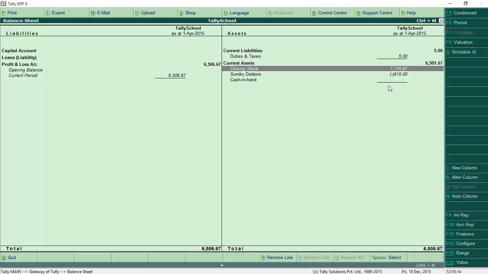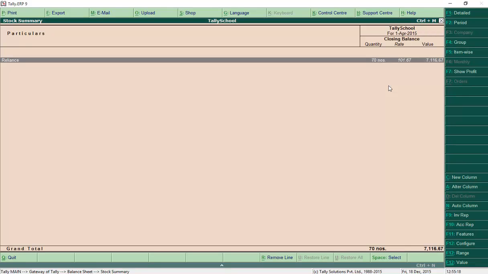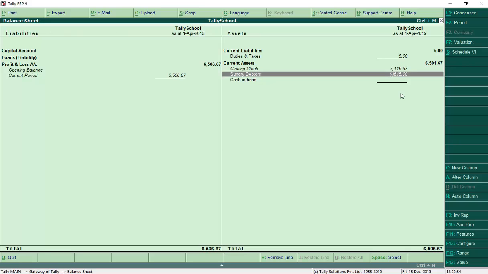And if we see, closing stock is this, which is calculated on average basis. So 70 stock, and this rate is calculated on average basis, which is default in Tally. You can also set it to FIFO, LIFO, whatever you want. So press escape and go to sundry data.